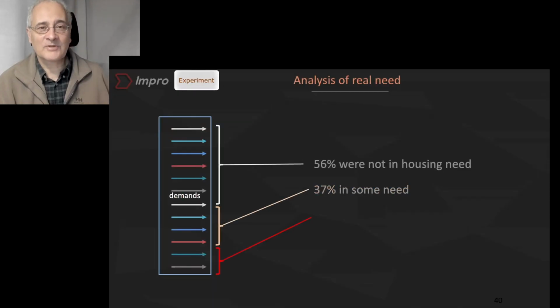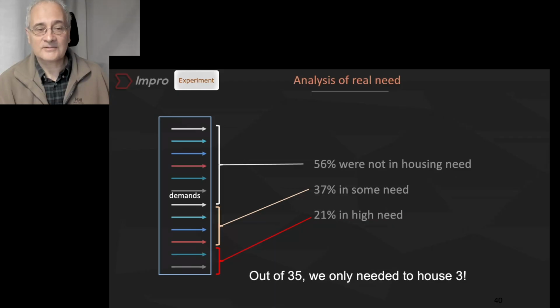And from all the people that we dealt with over a period of time, we found that 56% were not actually in housing need. 37% were in some need and 21% were in high need. And this was out of 35. Can you imagine that we dealt with all of these people, but we only needed to house 3 of the 35? Now that was the big shock that we had within the whole team in terms of what on earth were we doing with all the activity and the demands that were coming in. So they realized that the demand that came in was not what it seems.